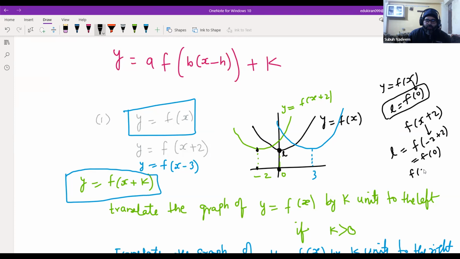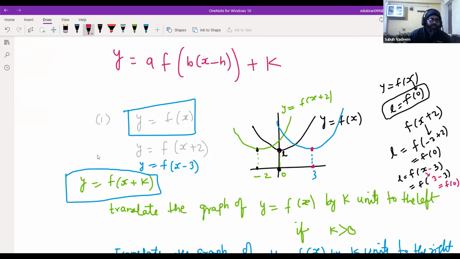If you talk about f of x plus 3, when will you get L as f of x plus 3? So you have to put x as minus 3. Sorry, next one was f of x minus 3. So if you want to find for x minus 3, you put x is equal to 3. So 3 minus 3 is f of 0, which is L. So here x is 3. That means this L will be obtained at x is equal to 3. So it is translated to the right. Got it?